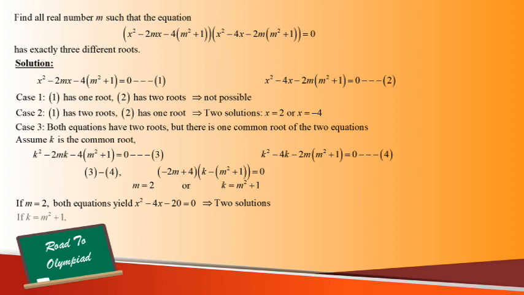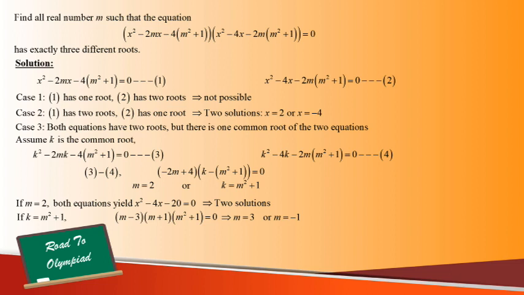If instead k is equal to m squared plus 1, then equation 3 gives us this, which can be simplified into (m squared plus 1) squared minus 2m(m squared plus 1) minus 4(m squared plus 1) equal to 0, or m squared minus 2m minus 3 equal to 0. This can be further simplified into (m minus 3)(m plus 1)(m squared plus 1) equal to 0. Clearly, m squared plus 1 is a positive number, so the only solutions for this equation will be m equal to 3 or m equal to negative 1.